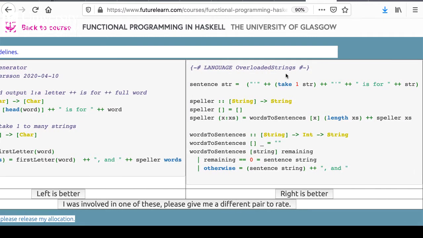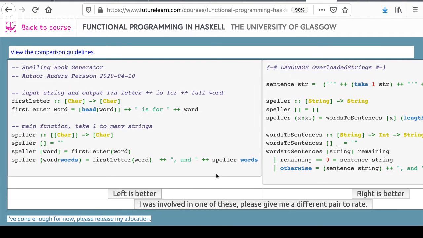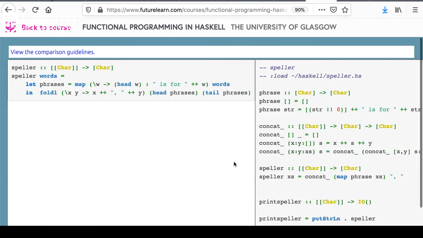Over here on the right hand side, we're using overloaded strings. That's interesting. I'm not entirely sure that's necessary. Here you see you take one string instead of head. I prefer pattern matching myself, but that's okay. Words to sentences. Right, and this is going to do a countdown here. When we get to 0, we print the final one, otherwise we print "and". So they're probably both about the same here. Which of these two do I prefer? I think I probably am going to say left here. But they're both very similar.